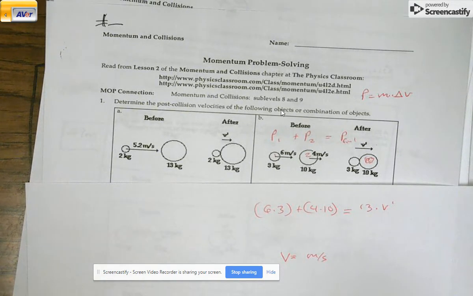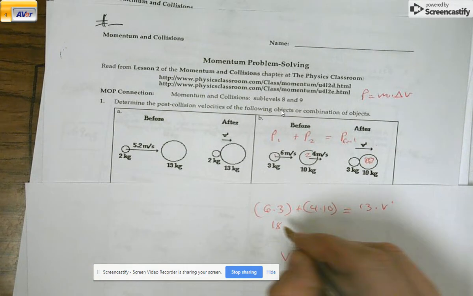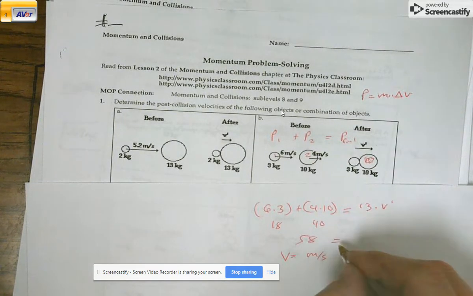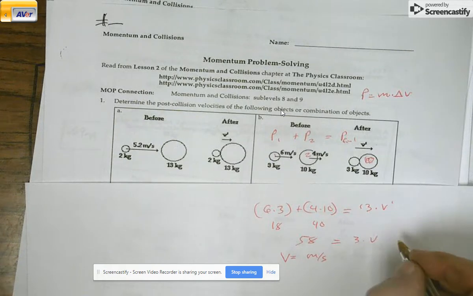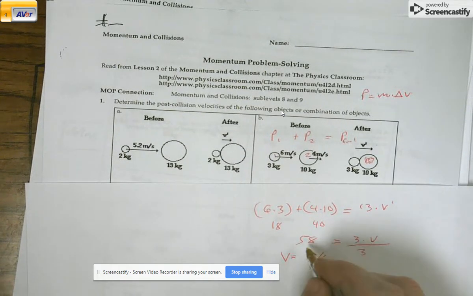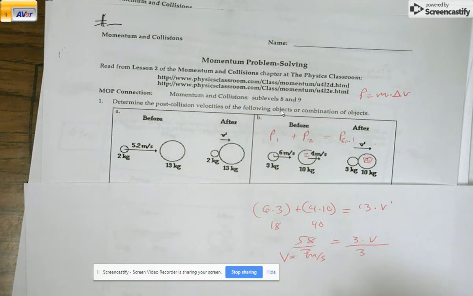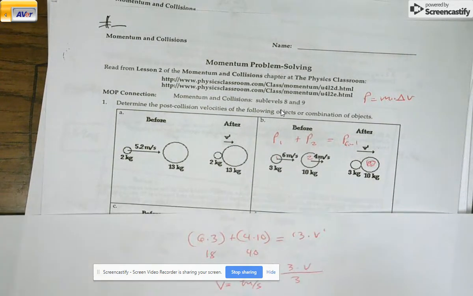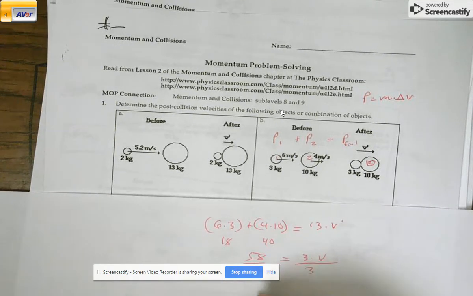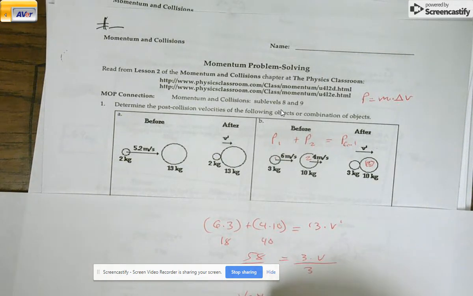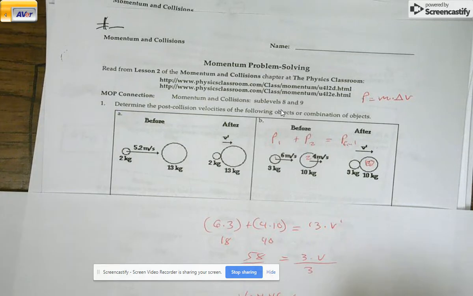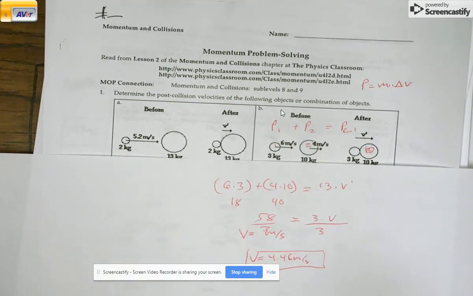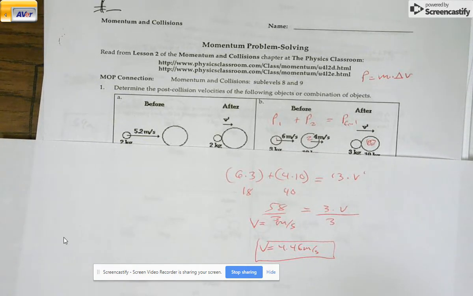Okay, so now I'm going to combine. This is going to be 18 and 40. When those go together, it's going to be 58 is equal to 13 times v. So I'm going to divide by 13, and then I'm going to have 58 over 13, which is going to give me the same answer, just without all the units. So velocity equals 4.46 meters per second. That way when you go through and do it, you'll see how it all goes together.